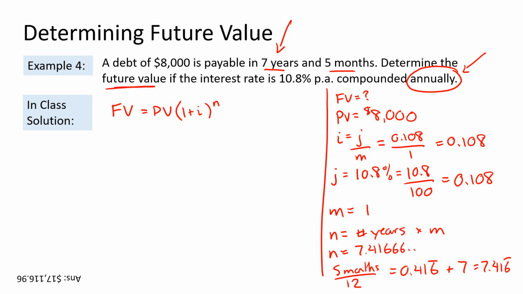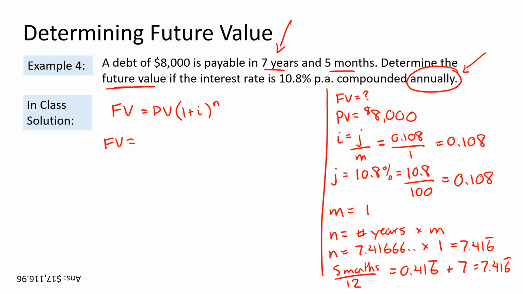Putting those together to find N, we have our number of years, 7.416, or 7.41666 if you want to write it as a repeating decimal, times 1, because our number of compounding periods per year is 1. It's compounded annually. So our value for N is 7.416, again as a repeating decimal. Now we have all of our data. We take all of these numbers and simply substitute them into the formula on the left, and we'll have our solution.